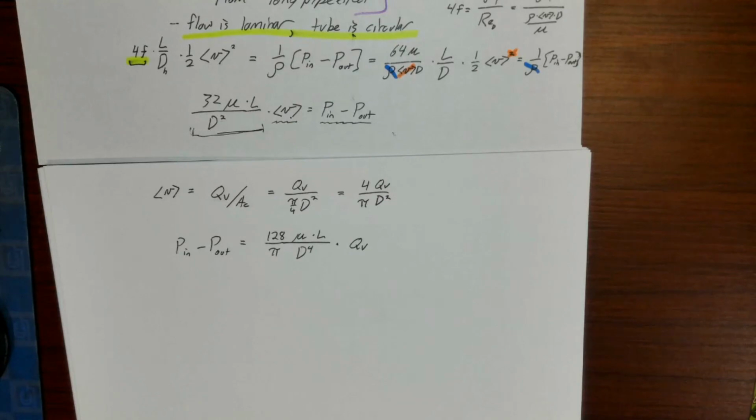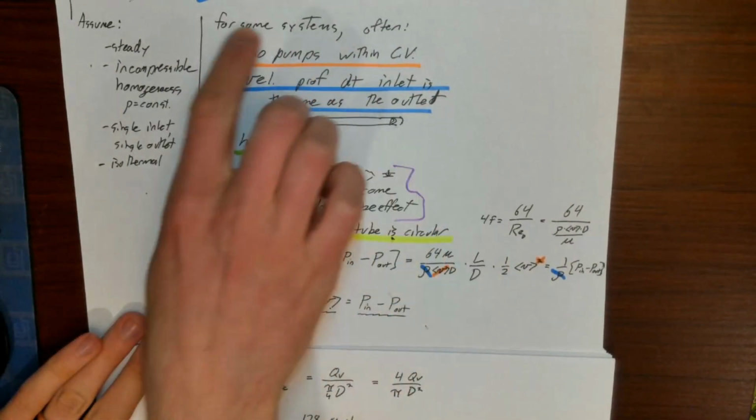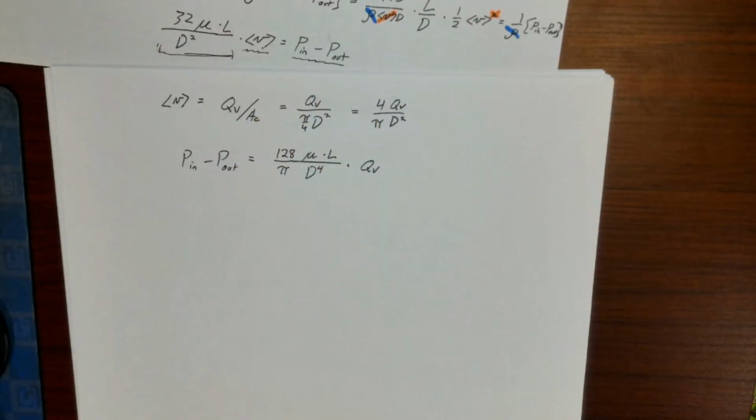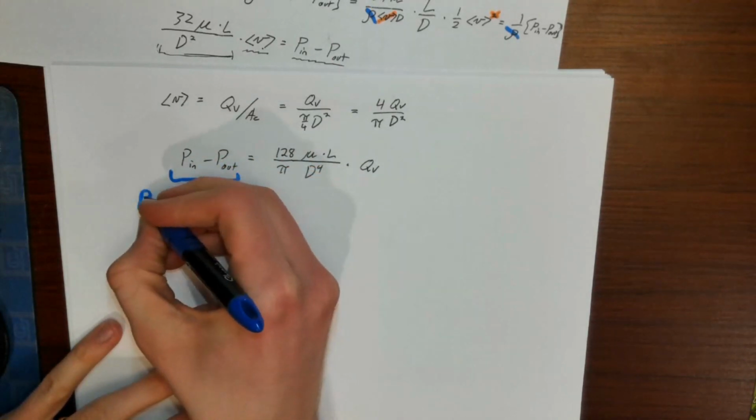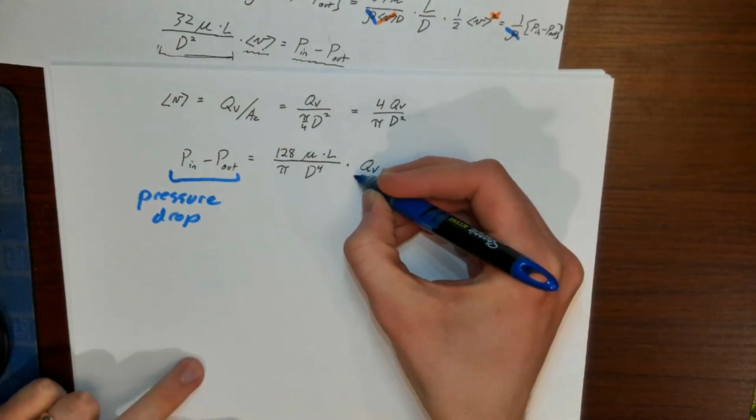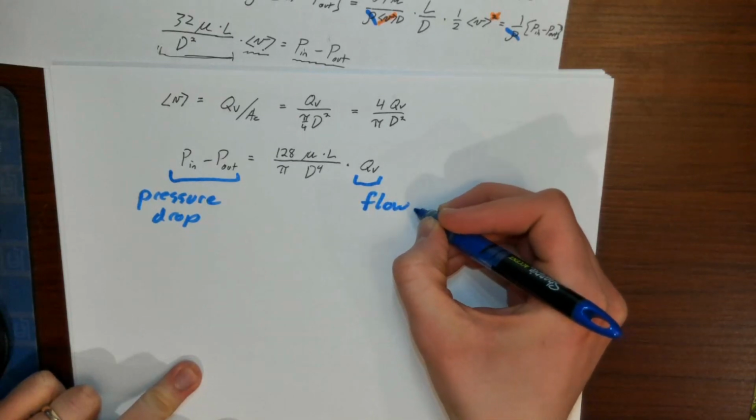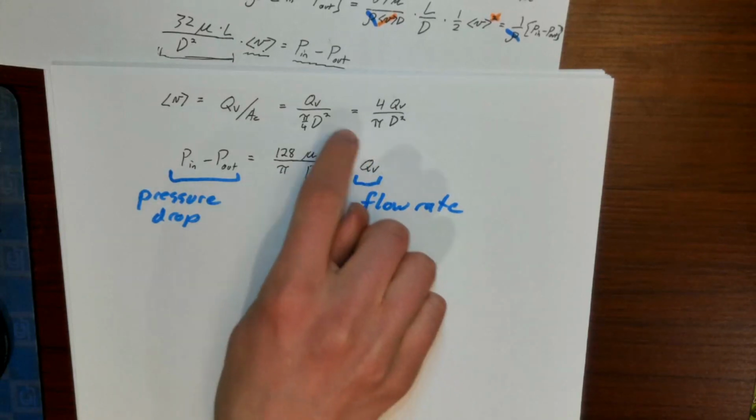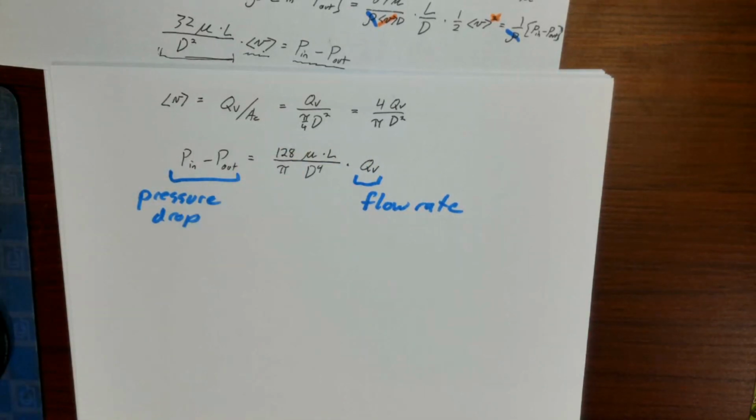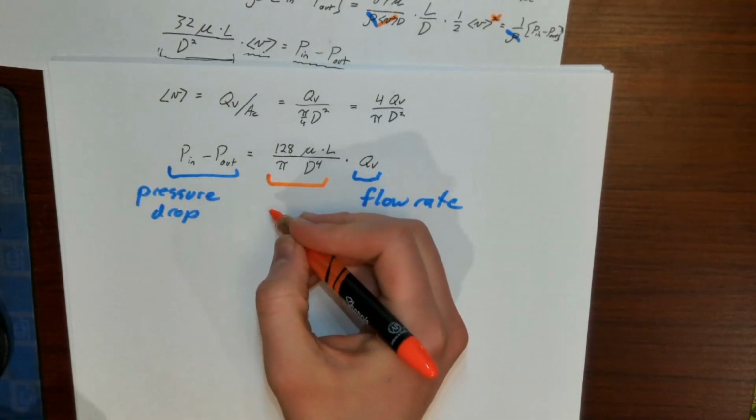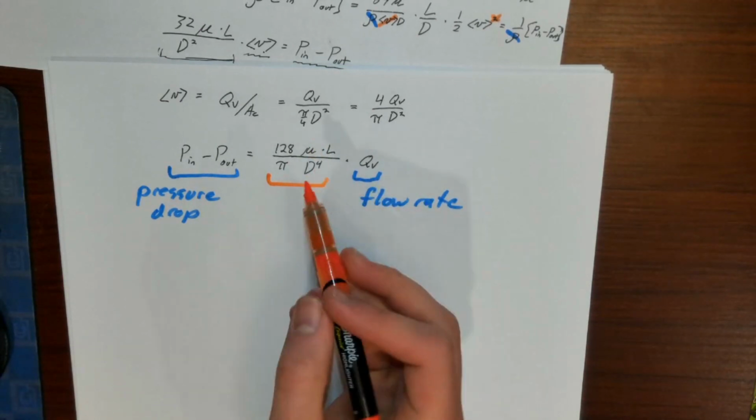So what's the key takeaway? In systems where we have this somewhat restrictive but generally pretty useful set of assumptions, we have this result here where pressure drop is proportional to flow rate. And the proportionality constant is this collection of terms out front right here. Pressure drop is proportional to flow rate, and the proportionality constant is basically things that are pretty easy to look up.